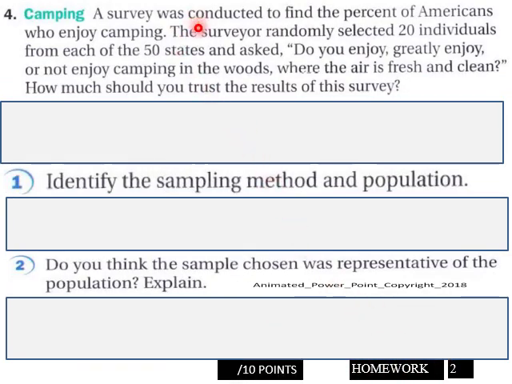Page 2, a camping question here. How should you trust the results of the survey? Using full sentences. Number 1, identify sampling method and population. Number 2, do you think the sample chosen was representative of the population? Explain in this space here. You've got 10 points here, page 2.